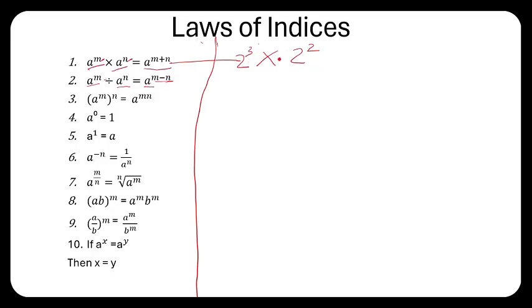So 2 raised to power 3 times 2 raised to power 2, what are we going to have? This is equal to 2 raised to power 3 plus 2, which is 2 raised to power 5.